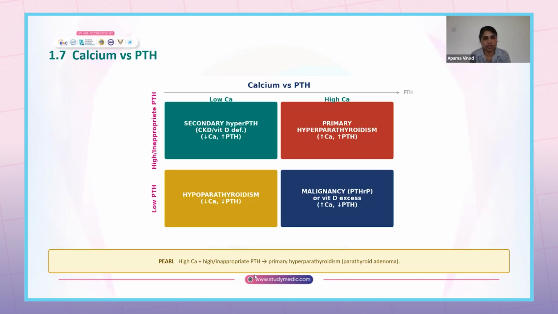Here calcium will be low, and hypoparathyroidism by itself will have a low calcium and low parathyroid hormone. In primary hyperparathyroidism, you will have high calcium, which is caused due to high parathyroid hormone, and in malignancy you will have high calcium but the parathyroid hormone will be reduced. It can be seen in vitamin D excess as well, where the parathyroid hormone will be reduced but the calcium will be high.